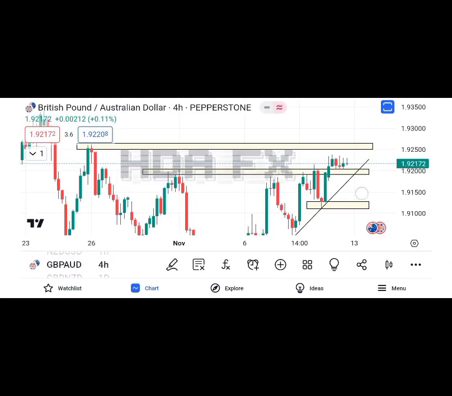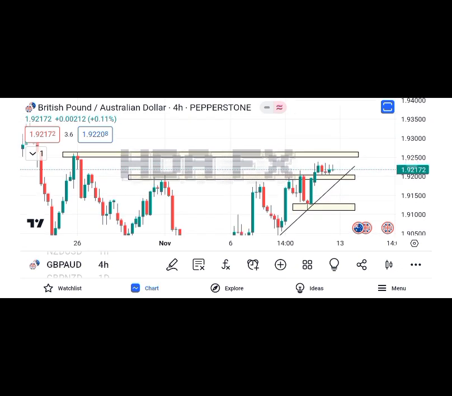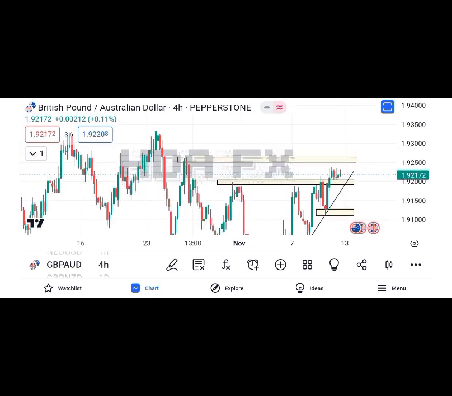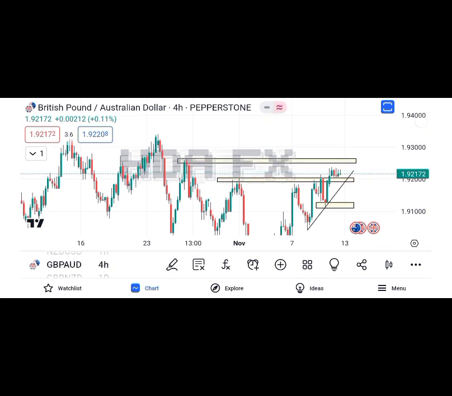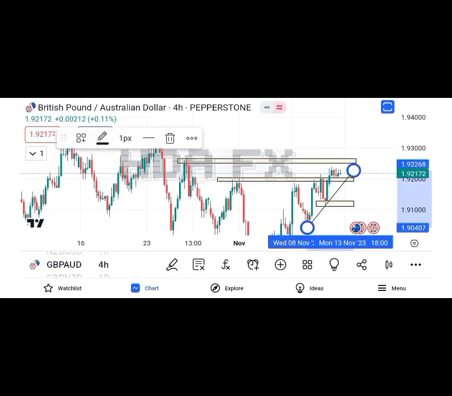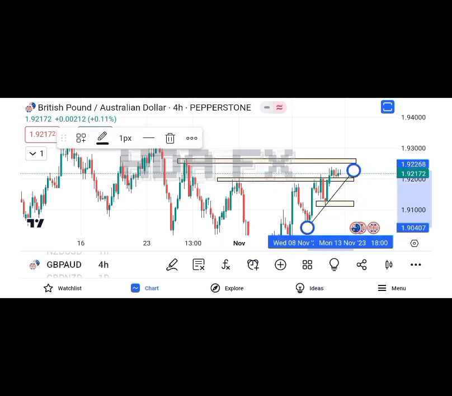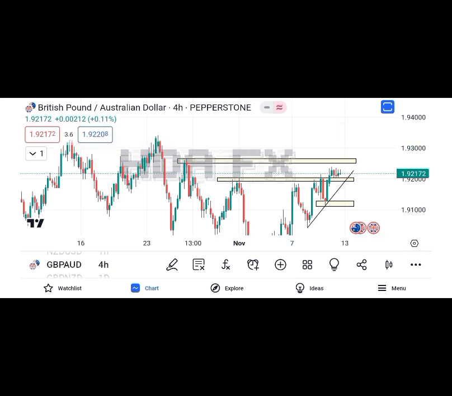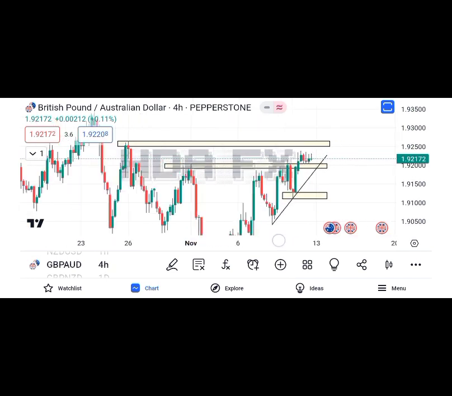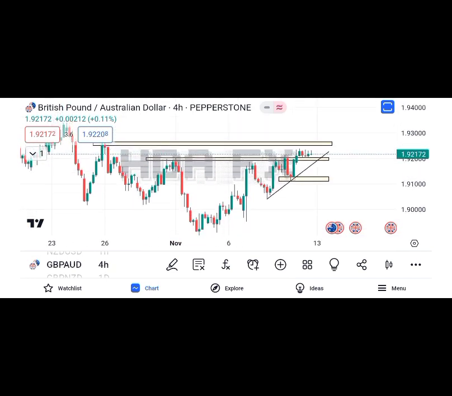Starting with GBP AUD on the 4-hour time frame, you can see that GBP AUD is kind of bullish. On the 4-hour time frame, we're able to spot this key level here. That's the trend line. Then this particular key level, then this key level here, then this key level here. So now this is what I want to see on GBP AUD.